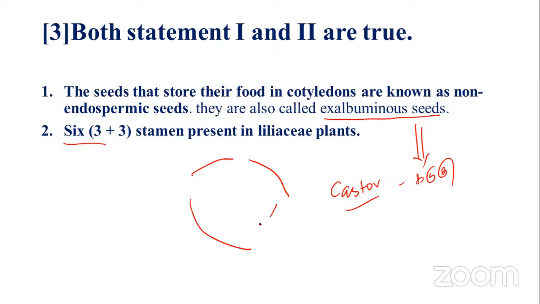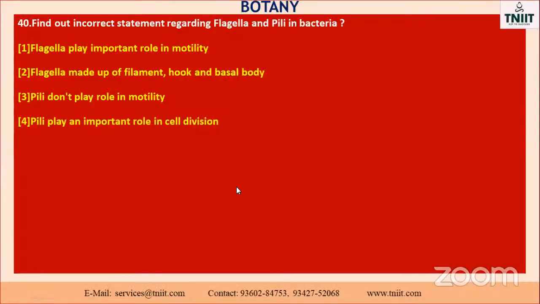Okay, in between there is a 3. All are united in this part. Isn't it? So this is called 1, 2, 3, 4, 5, and 6. So these are all united. So that's why they have given us a 3 plus 3 relationship. Okay, go to the next one.